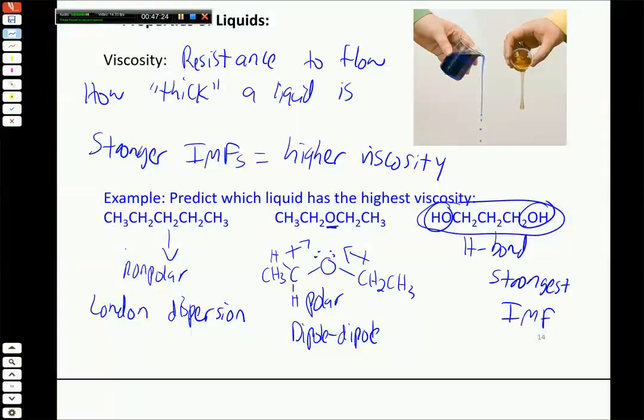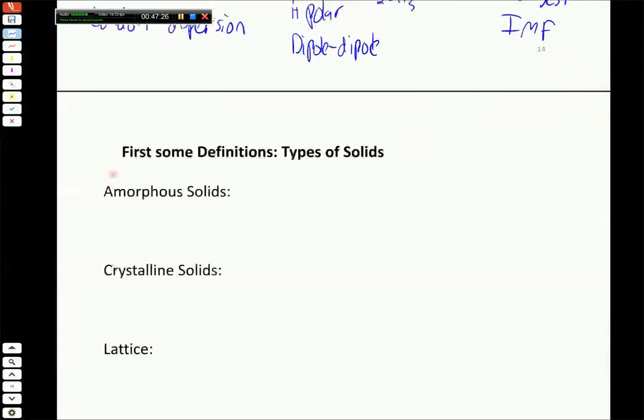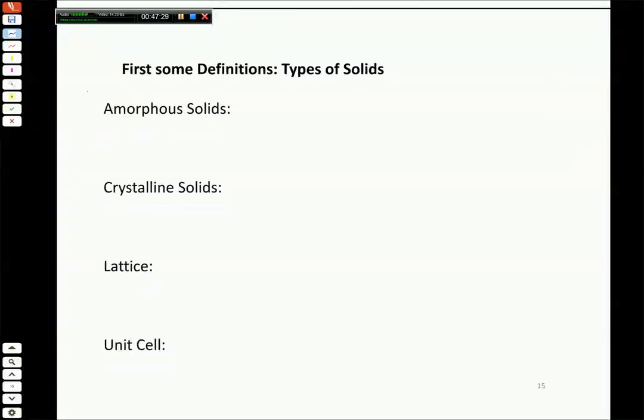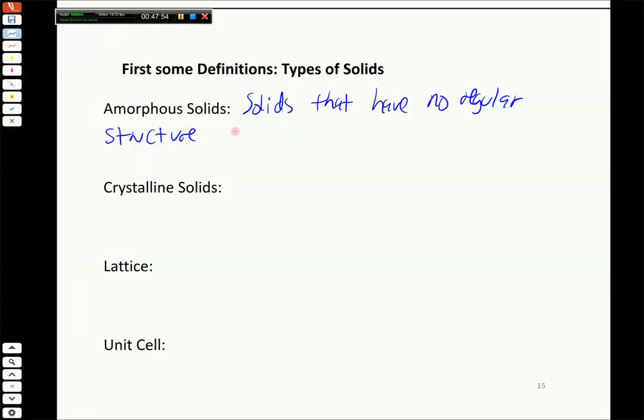And before we get into talking about the properties of solids, let's talk about the different types of solids that we're going to deal with in this class. So there are two major types of solids. There's amorphous solids and crystalline solids. Amorphous solids are solids that have no regular structure. And so what this means is that in these types of solids, the atoms and the molecules are arranged randomly.